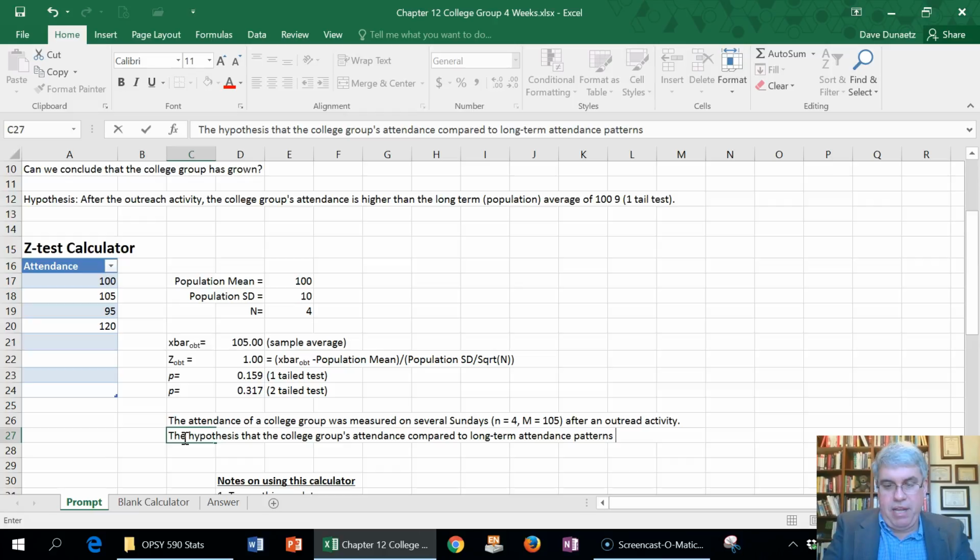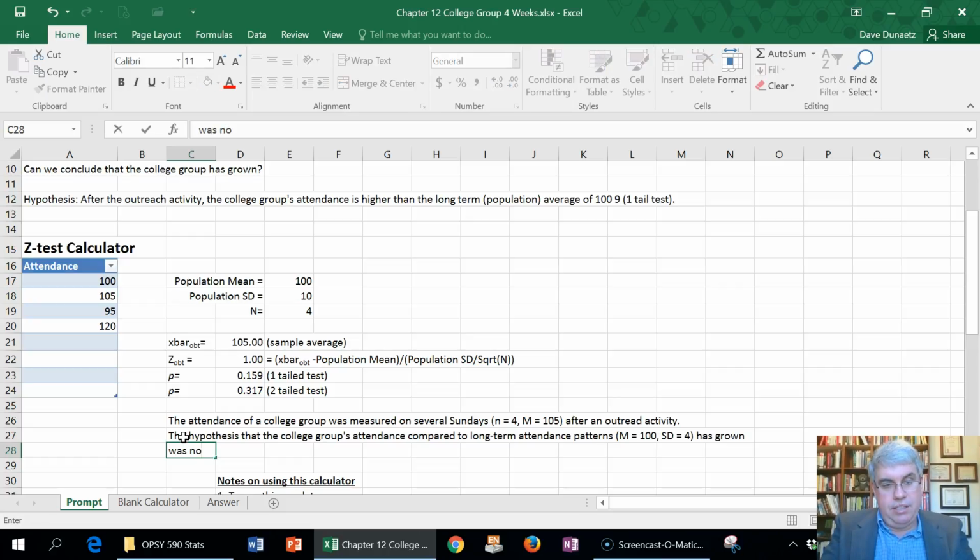And what are those long-term attendance patterns? That's our population data. M equals 100. Standard deviation, SD is the APA abbreviation, equals 10, has grown. So that was our hypothesis, that the college group's attendance compared to long-term attendance patterns has grown. And then I'll put this in the next line, was not supported.